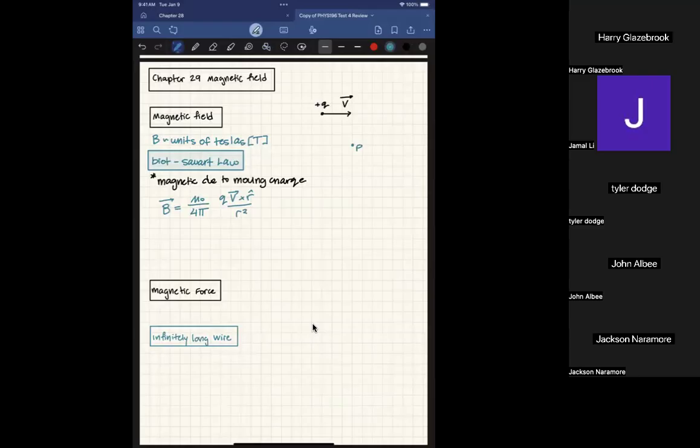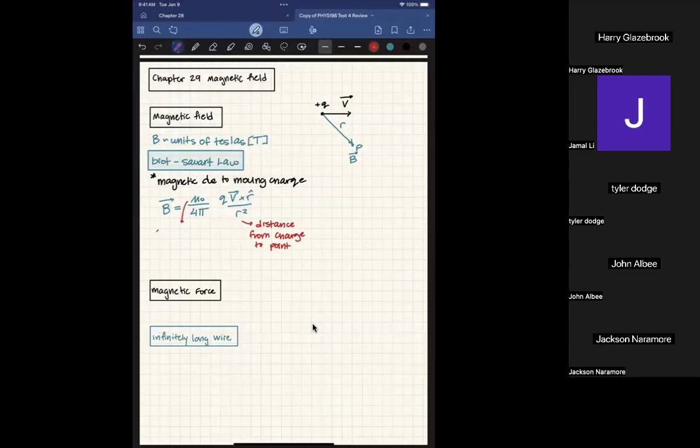And I want to just describe what these R's and R hats are. So in the Biot-Savart law, if I want to find the magnetic field here at point P, that distance r is just the distance from my charge to point P. So that's r. So I'll put a little note: distance from your moving charge to the point of interest, where you're trying to find your magnetic field.